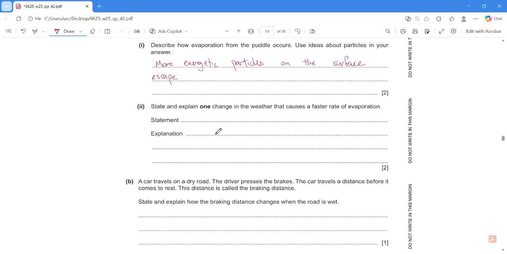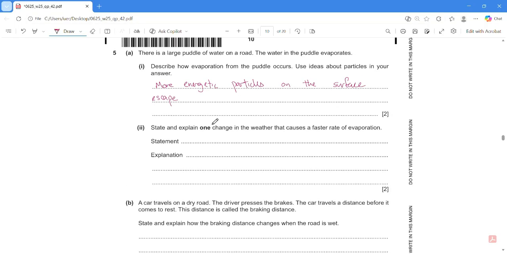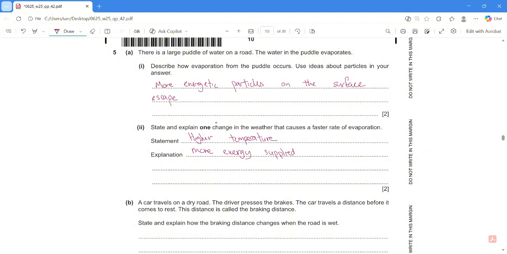Number 2, explain one change in the weather that causes a faster rate of evaporation. So easy. One possible change is higher temperature. The explanation is that high temperature causes evaporation to be faster because more energy is supplied to the particles.